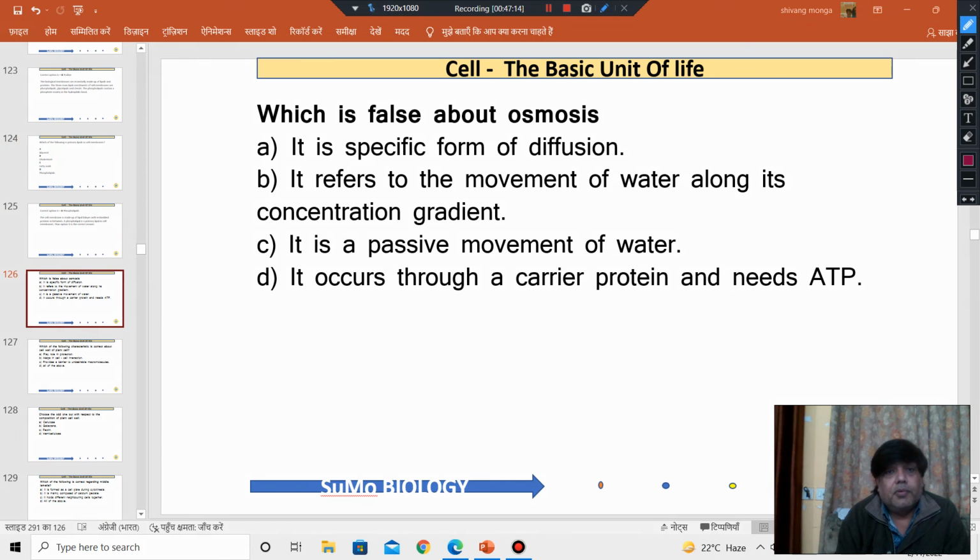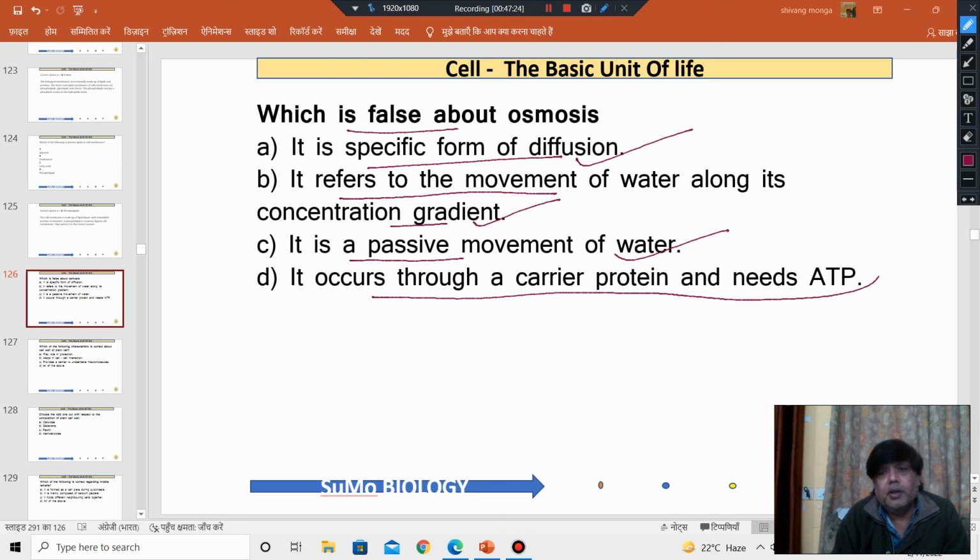What is false about osmosis? Specific form of diffusion, correct. Refers to the movement of water along the concentration gradient, correct. It is passive movement of water, correct. It occurs through a carrier protein and needs ATP. This is not the correct statement about osmosis.